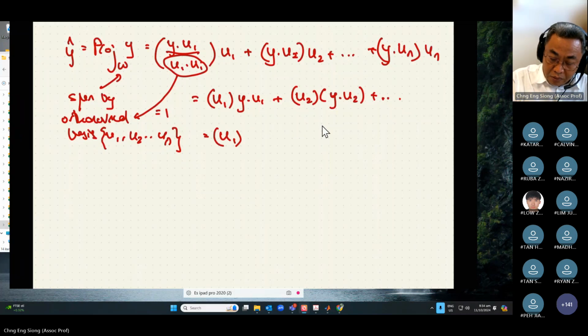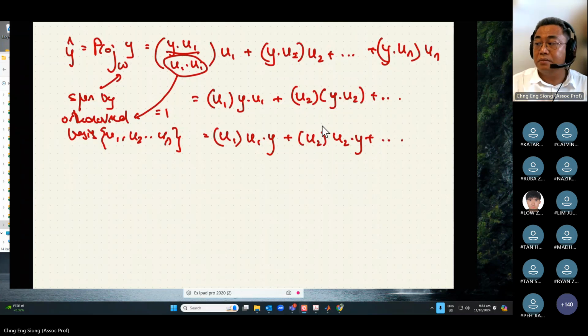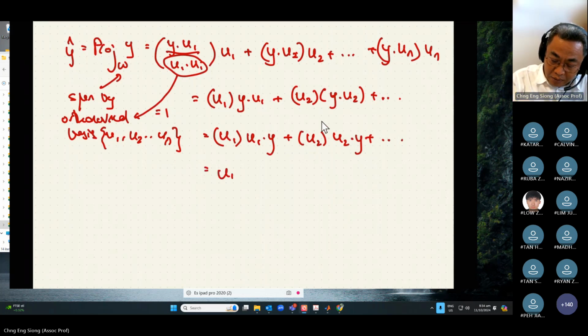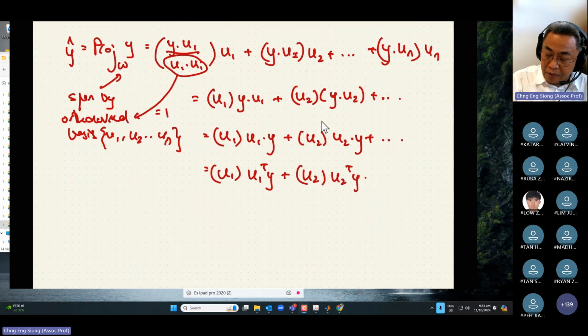U1 dot Y. U2 dot Y plus. Any problem, guys? From here to here, I'm just changing the order of the dot product. No problem, because A dot B is equal to B dot A, right? All right, now I write another way, U1 transpose Y. Any problem? U2, U2 transpose Y. No problem again, because U1 dot Y is the same as this notation, U1 transpose Y. Okay?